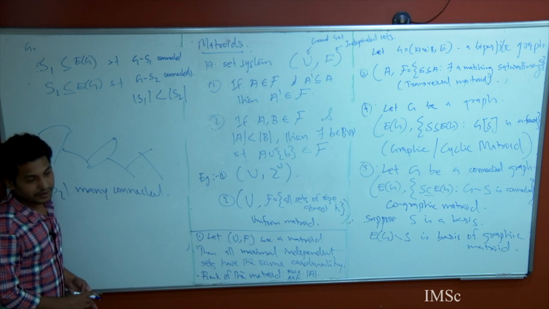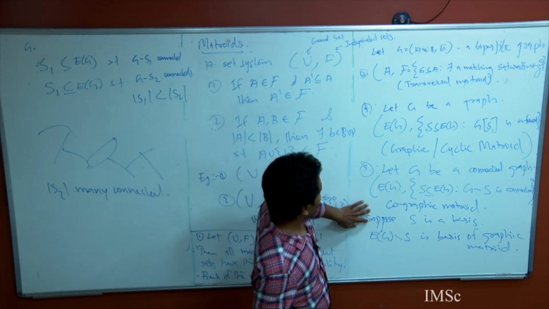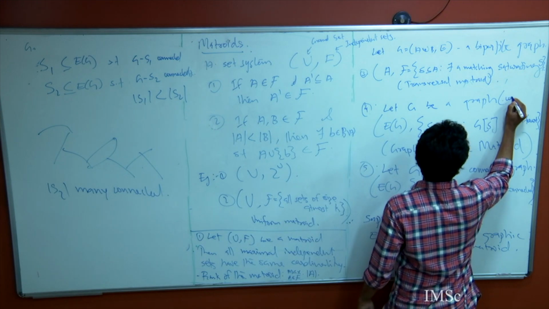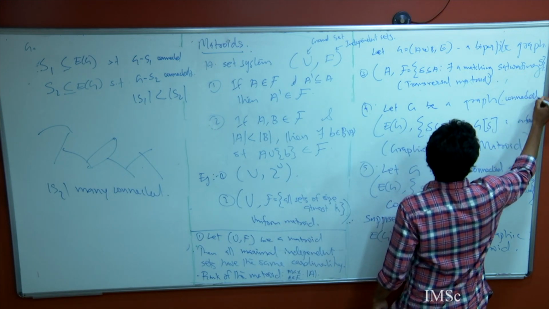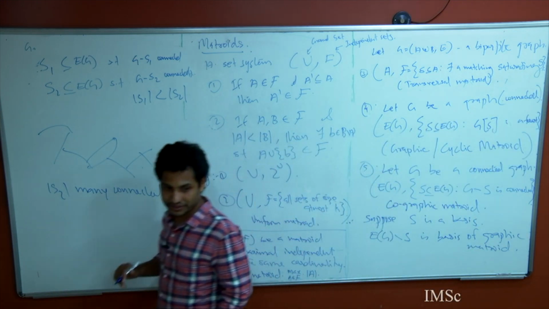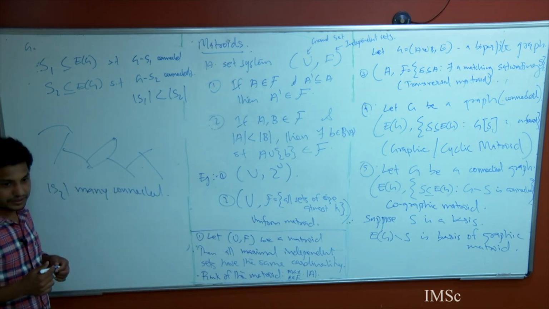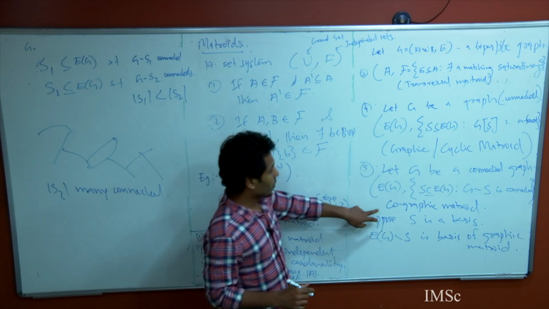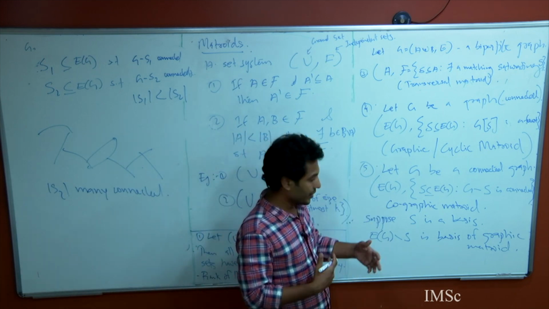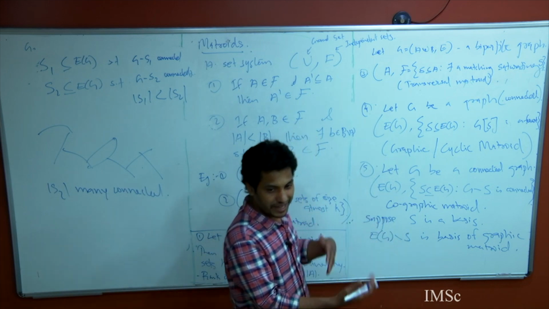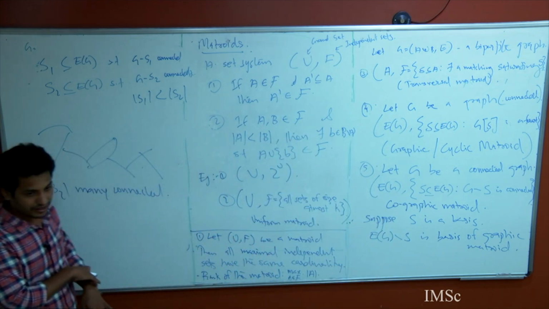Right? Because what is a basis in a graphic matroid, where the graph G is connected? The set of all spanning trees. The set of edges which form spanning trees. And that's why the name co-graphic matroid, right? You take a basis here and its complement is a basis in the graphic.